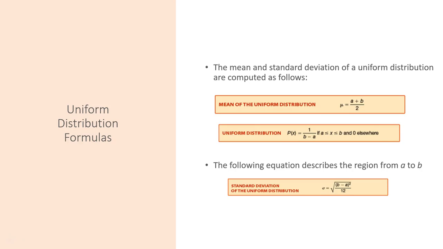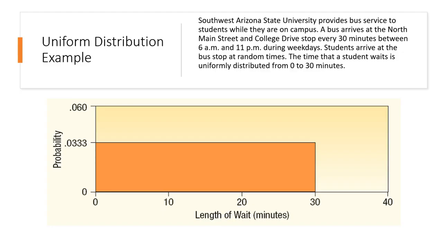And so here we have our different formulas. So the mean of your uniform distribution is your bottom number plus your top number divided by 2. The P of X, the probability distribution, is going to be 1 over B minus A. And then your standard deviation is going to be the square root of (B minus A) squared divided by 12. So let's look at an example with this.